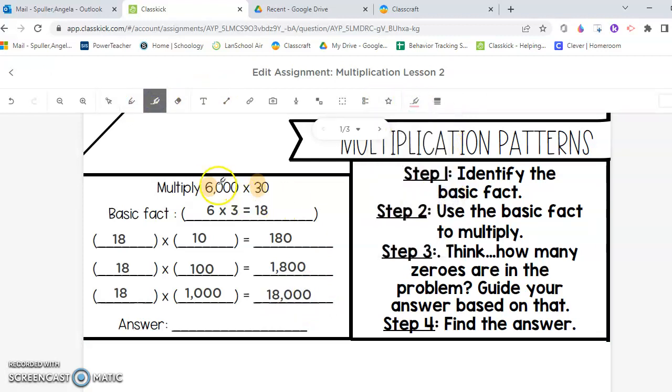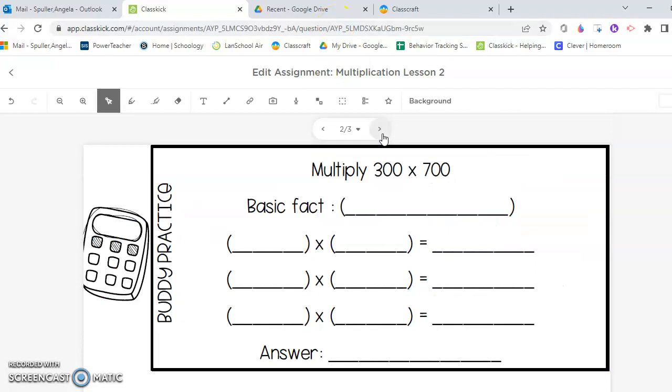Let's do pink. I have 1, 2, 3 zeros, 4 zeros. Well, this one only has 3 zeros, so I know it can't be 18 times 1,000. So I'm going to say 18, and then all I'm going to do is count how many zeros I need. 1, 2, 3, 4. So 1, 2, 3, 4. Great job. Okay, join me on slide 3, or 2 actually.